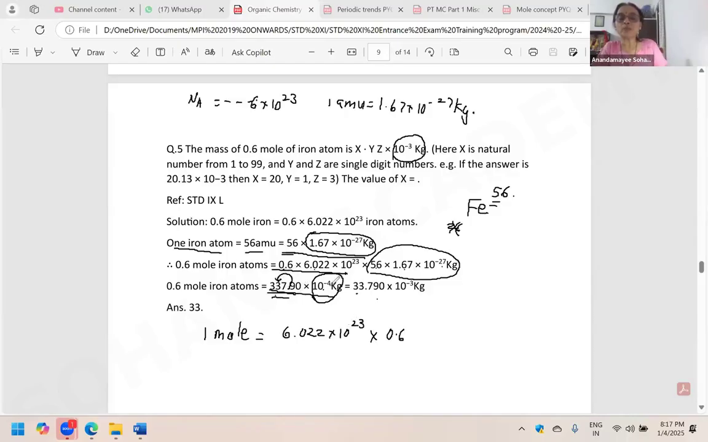And then finally, I only have to write x, like before: x.yz into 10 to the power minus 3. So this integer part, 33, is my answer. So this is definitely a very challenging question. Not everybody will be able to do it.